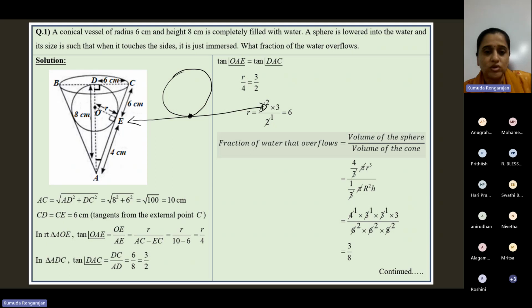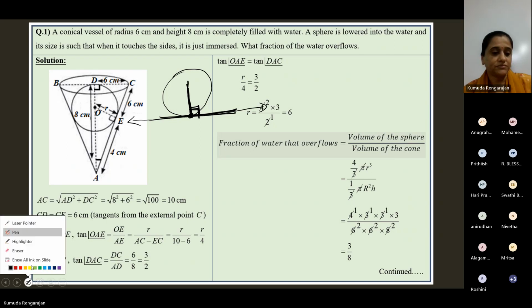And if you take the radius through the point of contact, now this radius and this tangent will make an angle of 90 degrees. The tangent and the radius which is drawn through the point of contact are perpendicular to each other. Am I clear? Okay.